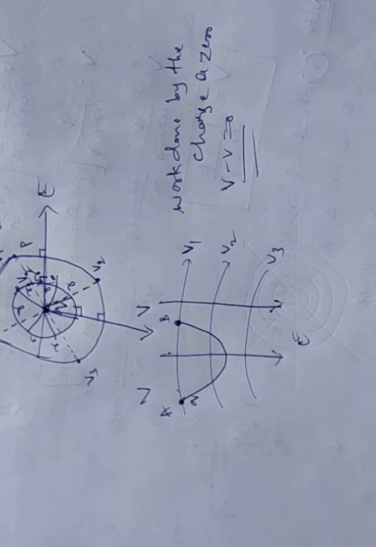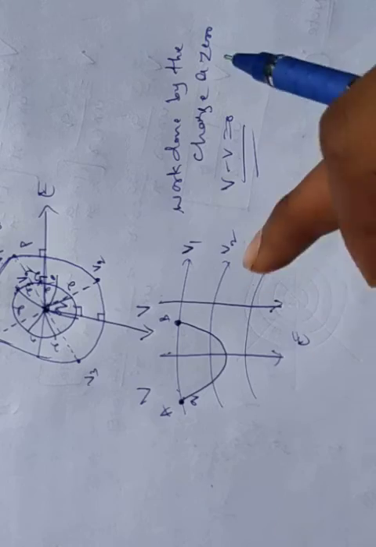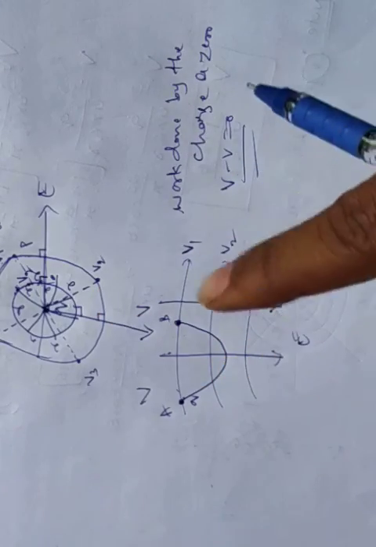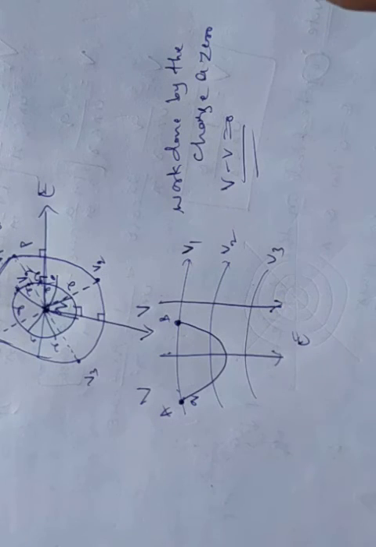The first point is that the potential is the same throughout the surface, and there is no work done to move a charge from one point to another point in the equipotential surface, and the electric field is at right angles to the equipotential surface. These are the 3 points you have to remember in case of the equipotential surface.